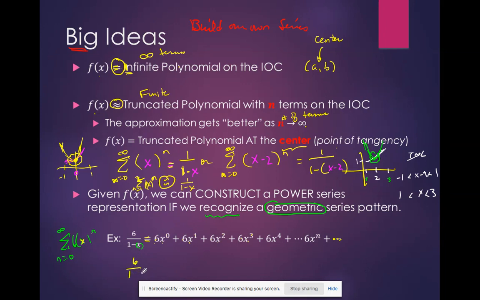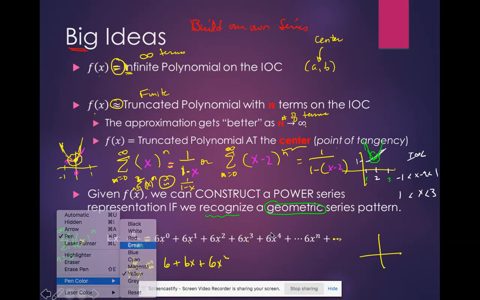6 over 1 minus x is approximately 6 plus 6x, the tangent line, or approximately 6x squared plus 6x plus 6, which is the quadratic approximator. But notice as soon as I truncate or stop the infinite polynomial and make it finite, I have to change to an approximation sign. This center is still 0. It's just that when you put in 0, you get 6.